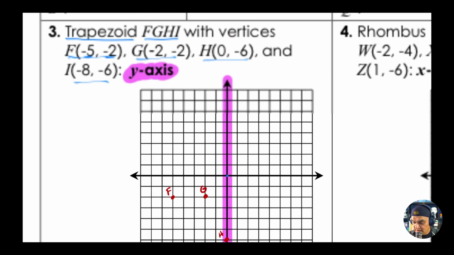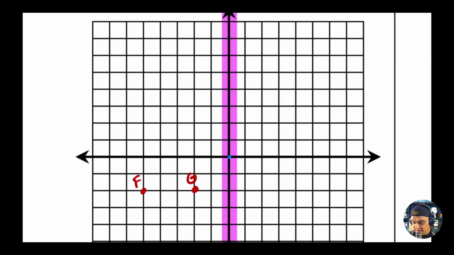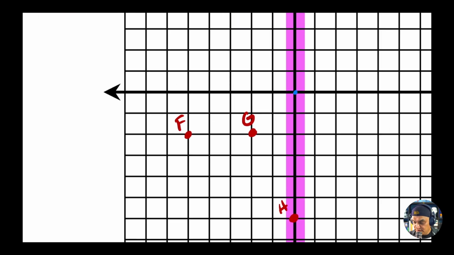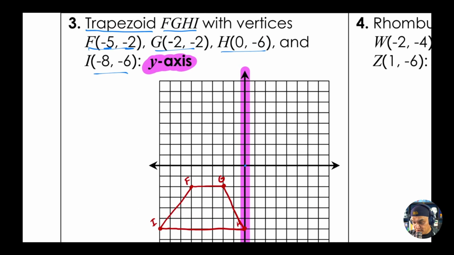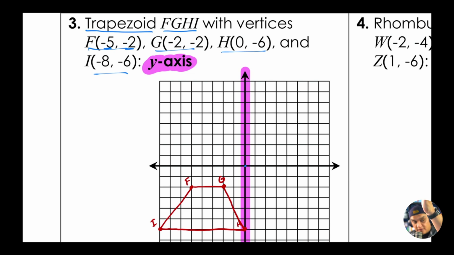And then next is I, -8, -6. So I go backwards 8. 1, 2, 3, 4, 5, 6, 7, 8, and down 6. 1, 2, 3, 4, 5, 6. And that's right here, and that's I. And then I connect those dots. And this is my original figure. This is my pre-image, right? This is the figure that they give us, FGHI. Okay? So this should be the first part you do. You draw your line of reflection, which they give you is the y-axis, and then you just draw the figure. The points they give you, you plot those points.